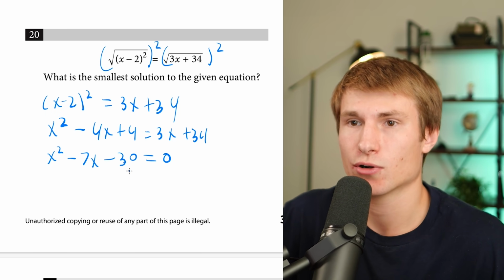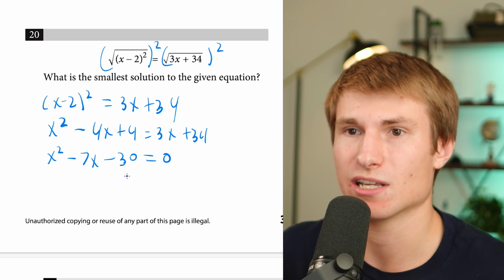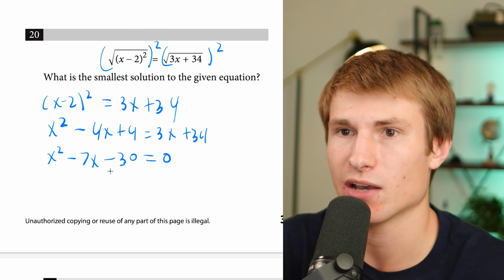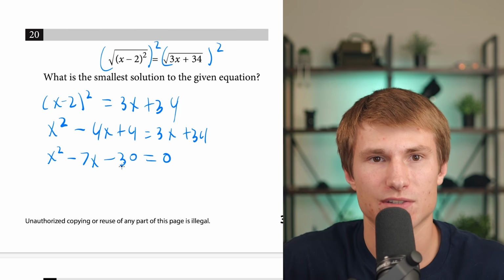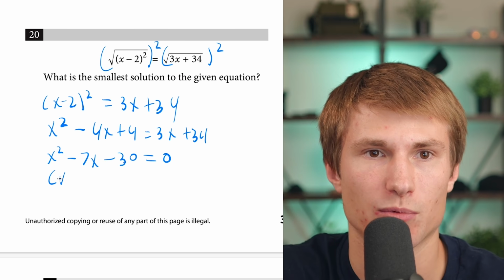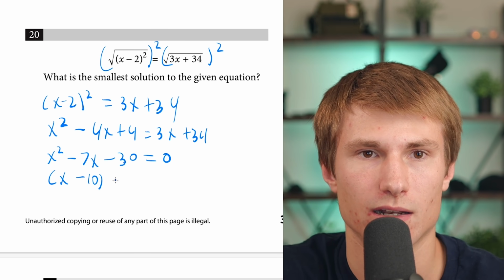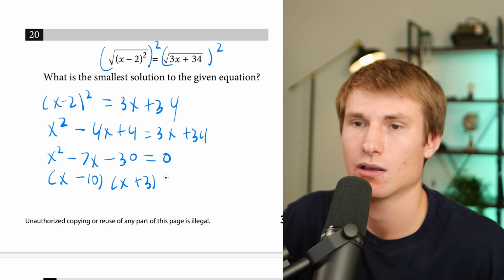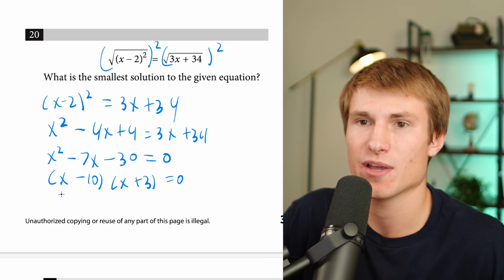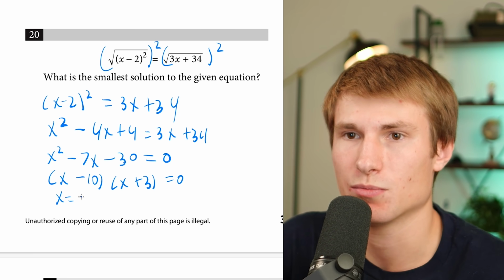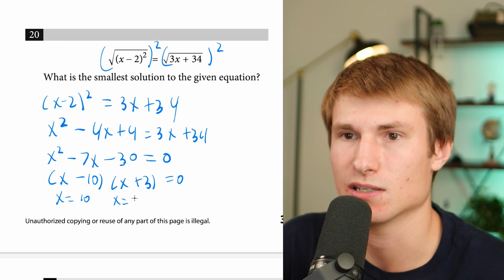So for negative 30, you want to think about what multiplies together to get negative 30 that adds to get negative 7. So immediately I would think negative 10 and positive 3. So I would end up with x minus 10 and then x plus 3, set equal to 0. Now from there, I've got two possible solutions. One would be x is equal to 10 and one would be x is equal to negative 3.